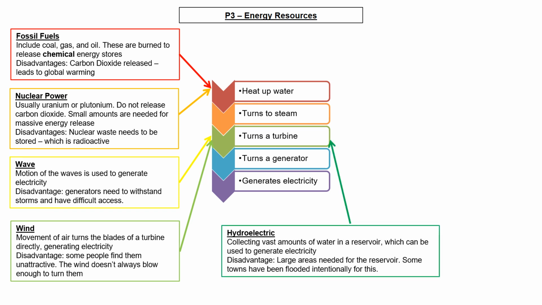We've got hydroelectric. That's collecting vast amounts of water in a reservoir, which can be used to generate electricity. So basically, you block off an entire valley, cause the river to back up, collect the rainwater, and have a turbine there. You open the gate, the water rushes through, and the turbine then turns. The problem we have with this is that large areas are needed for the reservoir. Some towns have actually been flooded intentionally for this.